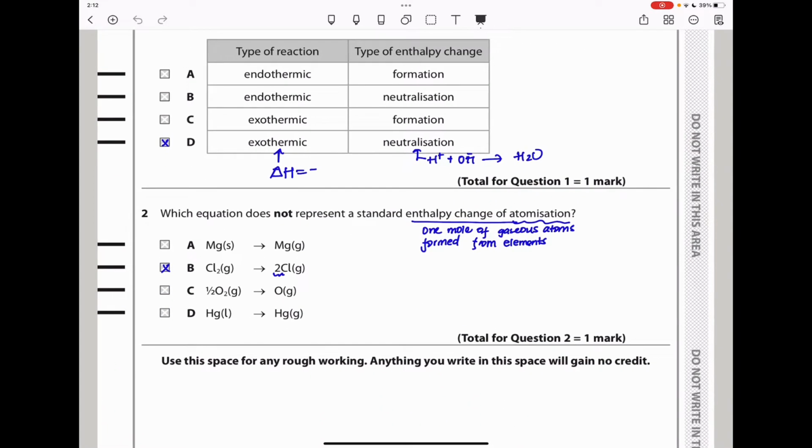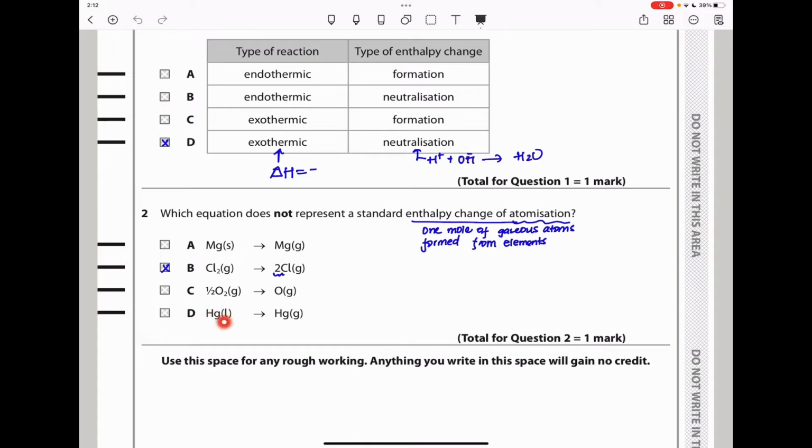Question 2 says, which equation does not represent a standard enthalpy change of atomization? Now, standard enthalpy change of atomization is when 1 mole of gaseous atoms are formed from elements at standard conditions. In this case, we can see we have formed 1 mole of gaseous atoms from its element. Magnesium as an element is in solid state, so that is correct. When we look at this one, oxygen as an element is in gaseous state, and here we have formed 1 atom of gaseous oxygen, so that is also correct.